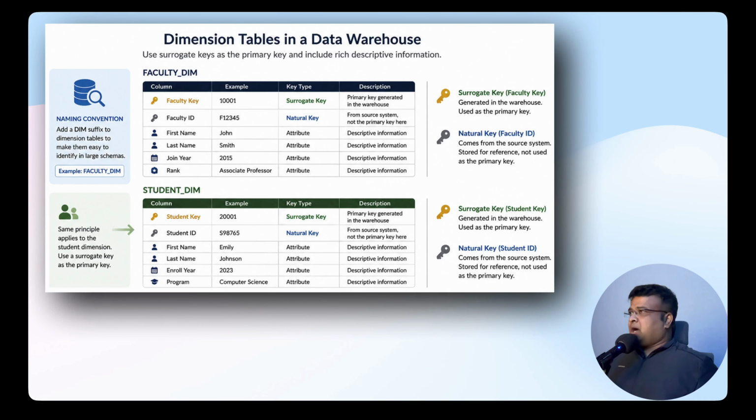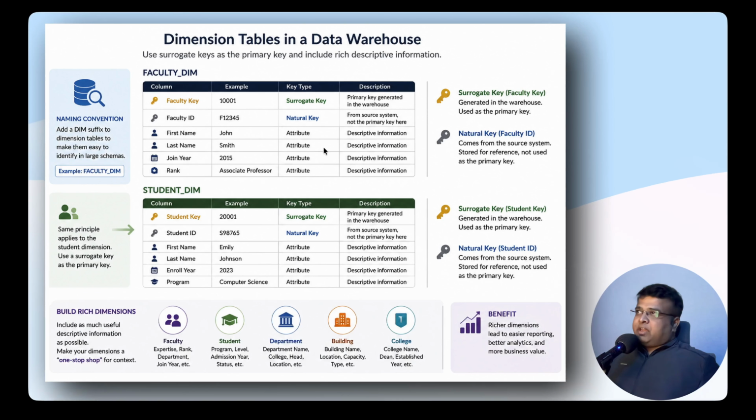Now, the interesting part here is that faculty ID originally came from the source system, and that makes it a natural key. But remember our guideline that in data warehouses, we usually avoid using natural keys as the primary key. Instead, we create an additional column called faculty key that becomes the official primary key. And since it is generated inside the warehouse, it is considered a surrogate key as well. So even though faculty ID still exists in the table, it's no longer serving as the main identifier.